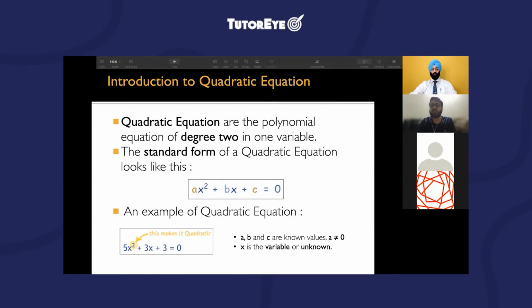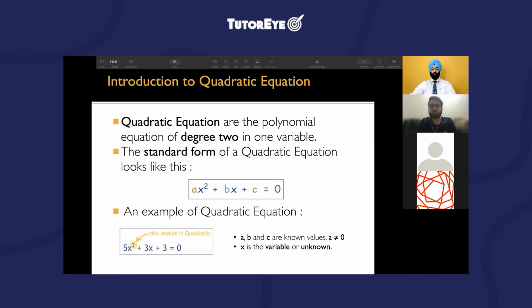You have learned linear equations, right? Like x plus y equals 2. Those are linear equations. But when we talk about polynomial equations like the quadratic equation, it's an equation which has degree 2 in one variable. So let's say you see 5x square plus 3x plus 3. It has only one unknown variable, x, but the highest power of x in this is x square, which is 2. So this means it's a quadratic equation because it has degree 2.